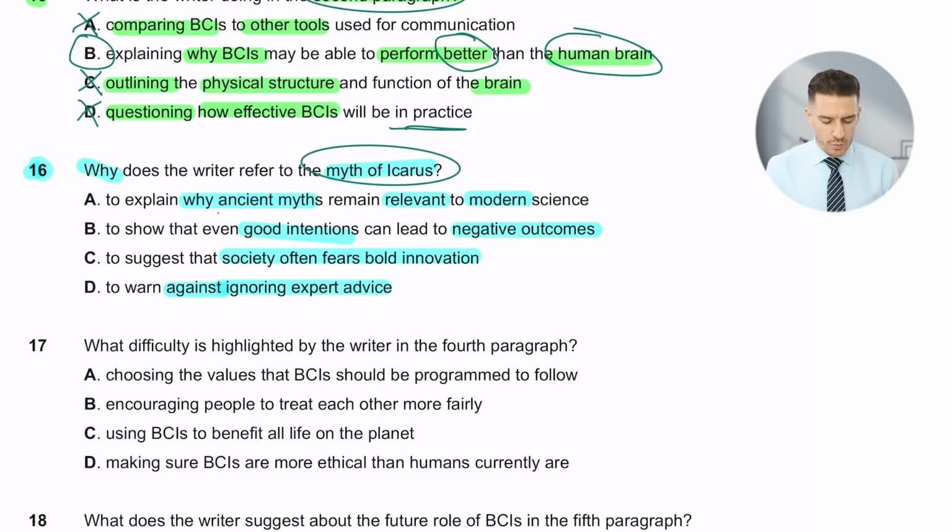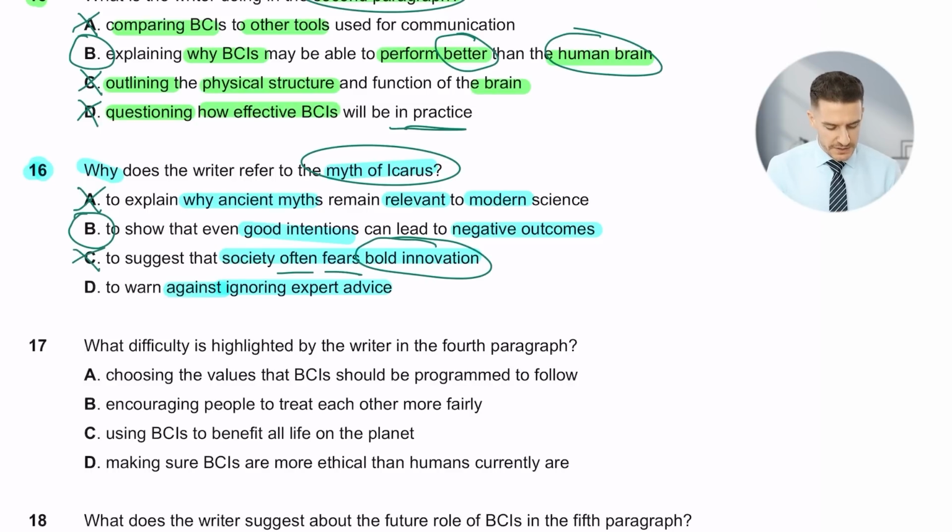So A, to explain why ancient myths remain relevant to modern science. Well, no, that's not why he's talking about that, so we can cross that off. B, to show that good intentions can lead to negative outcomes. That looks really good. To suggest that society often fears bold innovation. Well, no, it didn't say often fears. It did talk about this, but it didn't say often fears. And that's why you've got to read every single word really, really carefully.